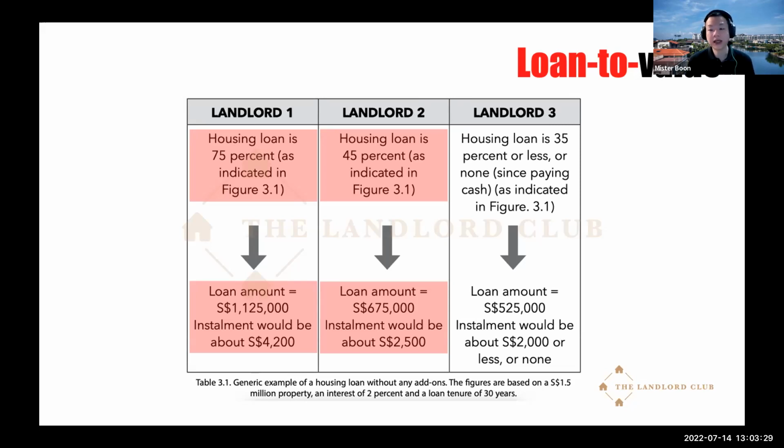But all these figures behind is actually due to the uniquely Singapore lah. I mean, only Singapore will have this loan to value. First property loan, you get 75%. Second property loan, you get 45%. So you actually have different expectations when you are a landlord. So this one is something that you need to take note of.